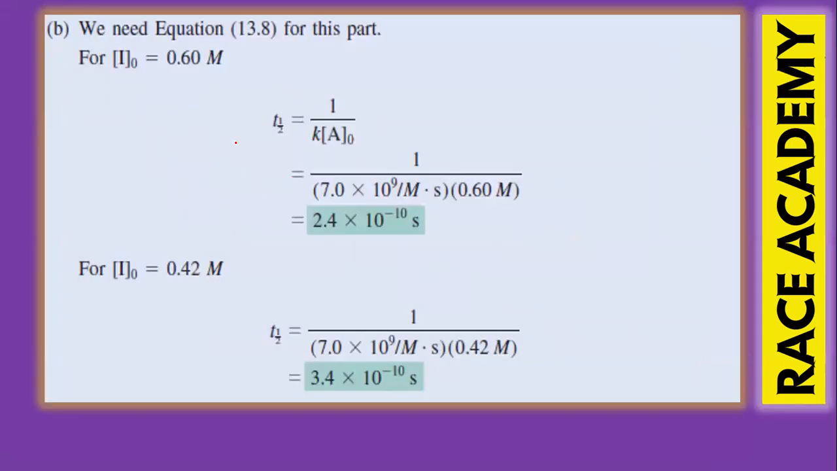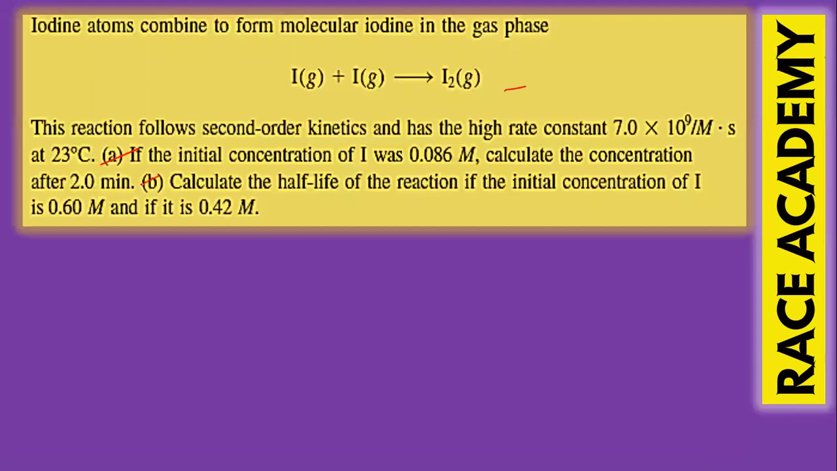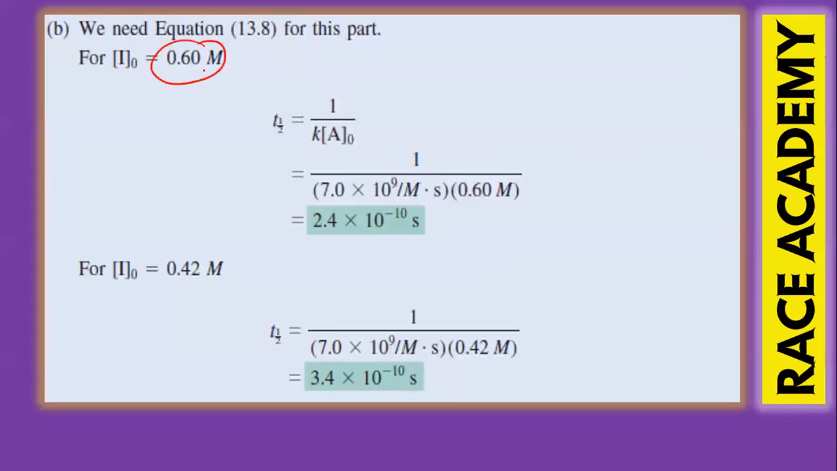Next, the second question they have asked is to calculate the half-life of the reaction if the initial concentration of iodine is 0.6 in one case and 0.42 in another. So two values of half-life you have to calculate. If it is 0.60, the second order half-life expression is 1 by K into A naught. If you substitute 0.6 and the K value, you'll get 2.4 times 10 to the power of minus 10 seconds as the half-life at initial concentration 0.6 for iodine.